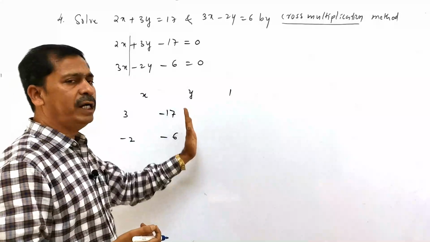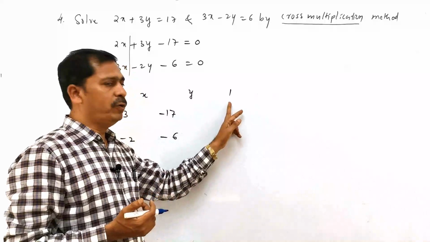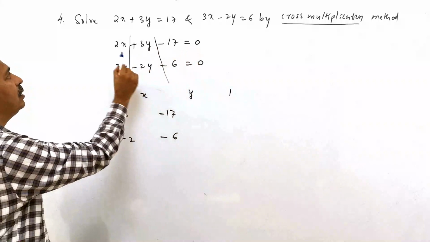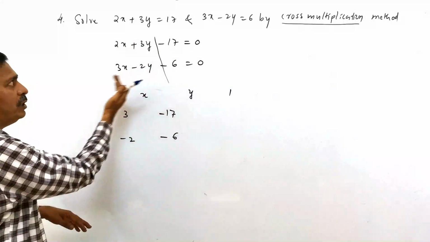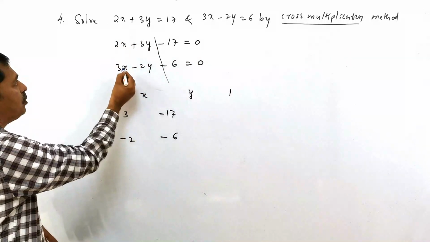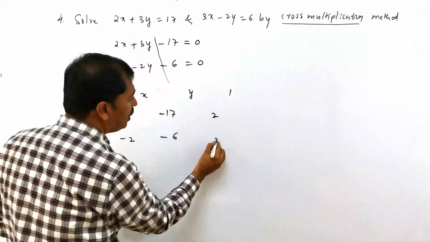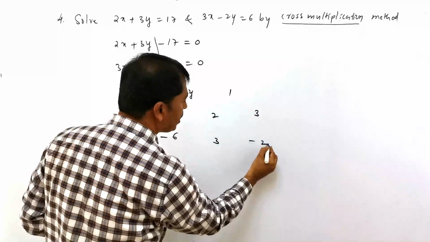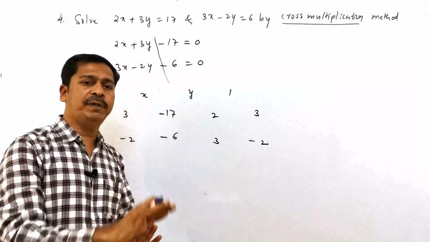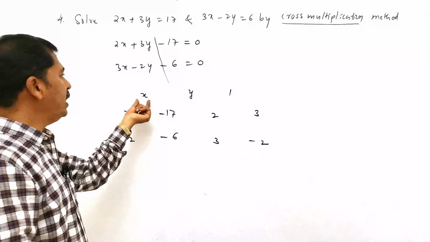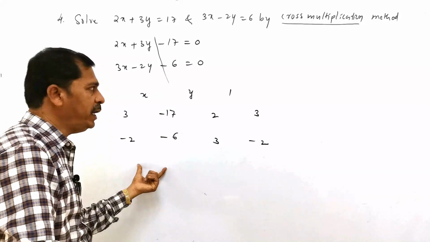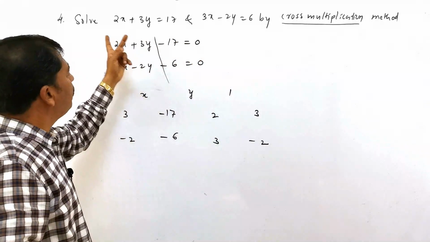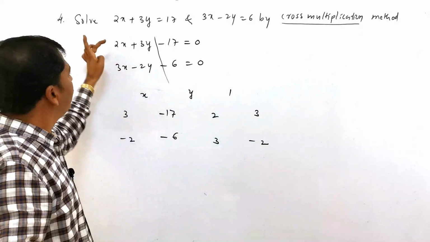And then don't write anything below y. Take 1; 1 is a constant. So leave the constants. Then you think about this part. X coefficients 2, 3, here I have written 2, 3. And then y coefficients 3 and minus 2. This is the method. Once again I'll repeat, just observe here. Taking x as the center, below x, neglecting the constant terms, the coefficients of x and y I have written 2, 3.